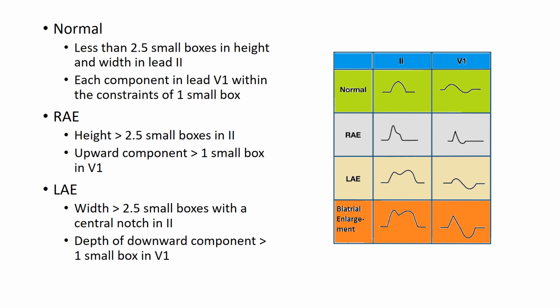And the upward component of P wave in lead V1 is more than one small box in height. When there is left atrial enlargement, the width of P wave is more than 2.5 small boxes with a central notch in lead 2, and the depth of downward component of P wave is more than one small box in depth or width in lead V1. All of these abnormalities are shown here in this figure.